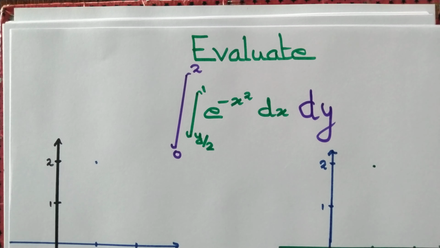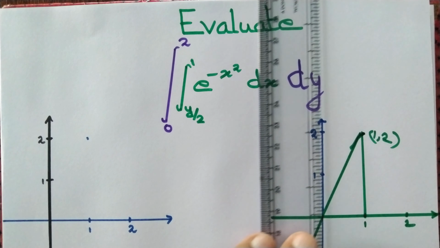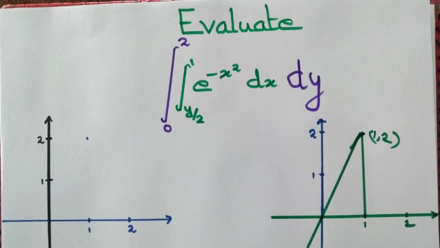Once again, x equal to y by 2, that's a straight line passing through the origin and the point 1, 2. Then x equal to 1, that's a straight line parallel to the y-axis and passing through 1, 0.